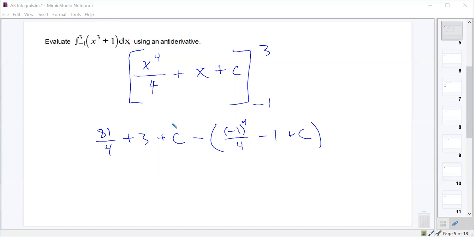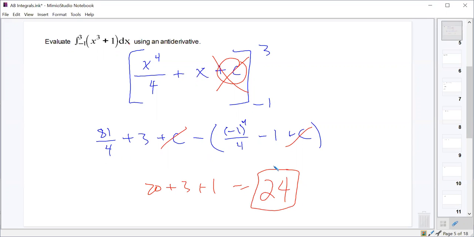Yeah, they're going to just cancel each other out, right? The plus c and the minus c are going to cancel each other out. This c we're not ever going to need when we do a definite integral. It'll just cancel out every time. So you can ignore the plus c and not put that in for any definite integral. And so then what do we get? We got 81/4 minus 1/4, which is 20, plus 3, and then plus 1. So we end up with a value of 24 for this integral.